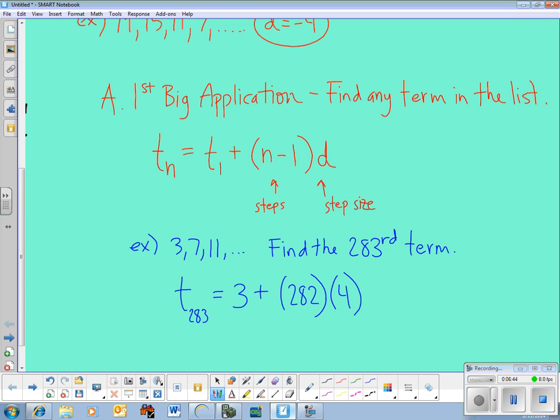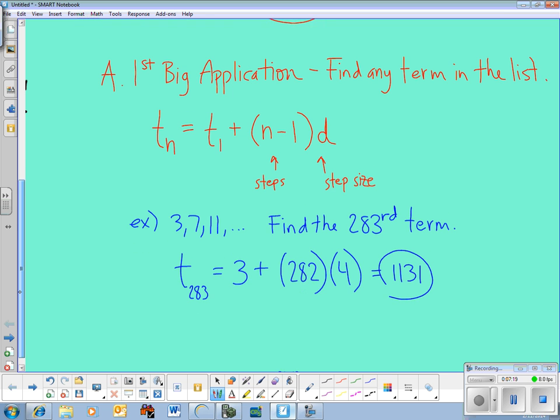It makes a lot of sense. I like this formula because it's very logical. If you want to get to the 283rd term, starting at the first term, you need to take 282 steps, each step being size 4. So, pardon me while I use the calculator. 3 plus 282 times 4. Your calculator, if you're using a graphing calculator, should have order of operations, so you can just type that in one step. This is 1131. So the 283rd term in that list is 1131.